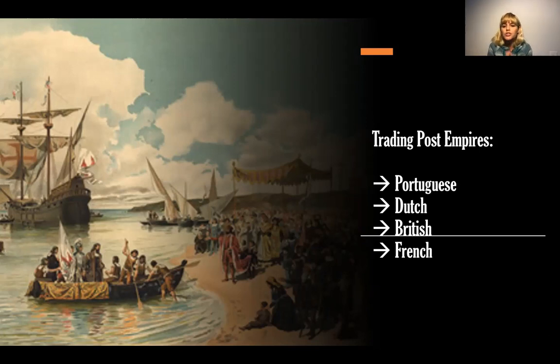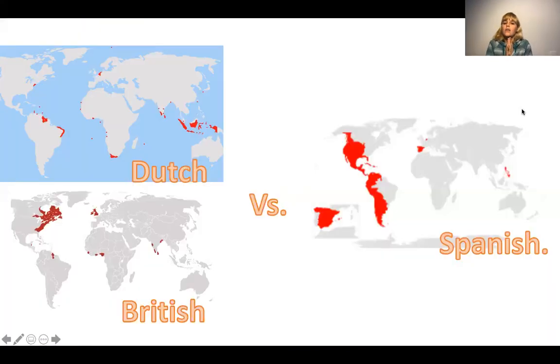So you see the Portuguese and the Dutch in the Indian Ocean. You see the British and the French kind of in North America, okay? So I want you guys to look at this really quick because I think this gives you more of an idea of what I'm talking about here. So you've got these trading post empires like the Dutch and the trading post empire like the British. So again, you see these little speckles of trading posts throughout the world, okay?